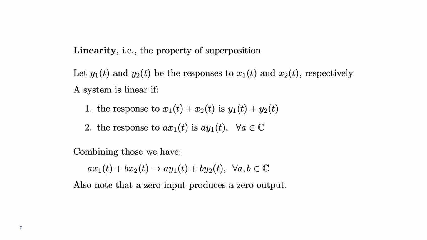Combining those two properties, we have more generally the property of superposition, which states that a x1 plus b x2 produces as an output a y1 plus b y2, for any two complex constants a and b. We can also note that a zero input produces a zero output for a linear system.